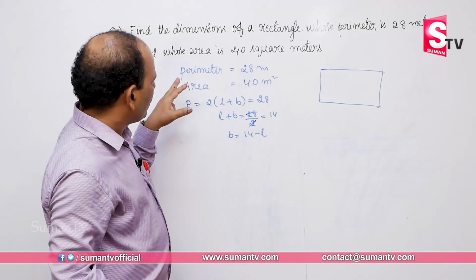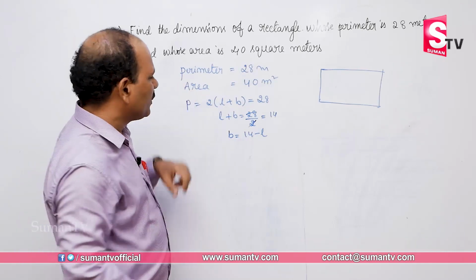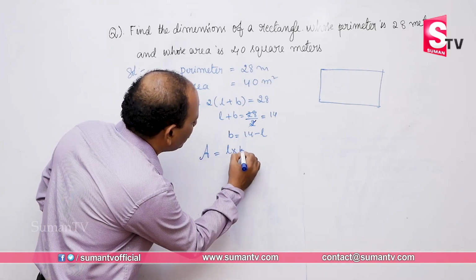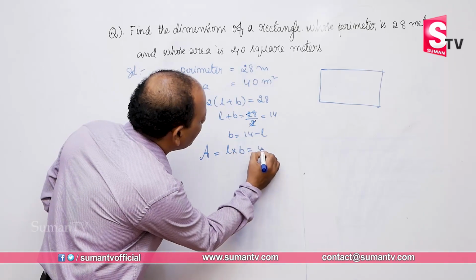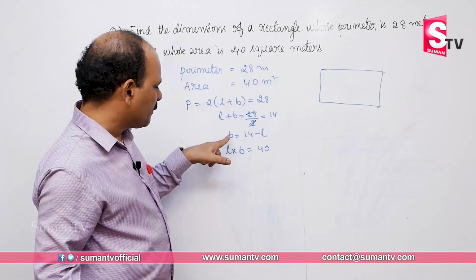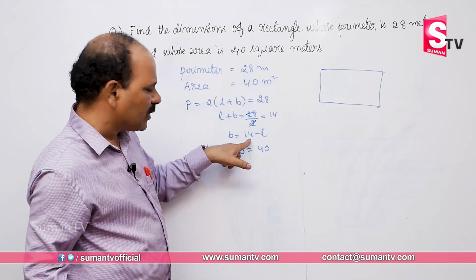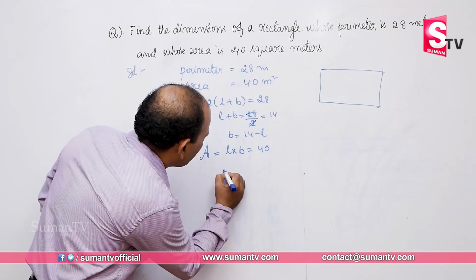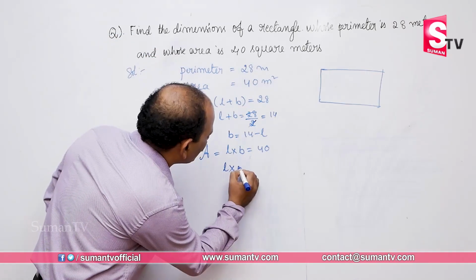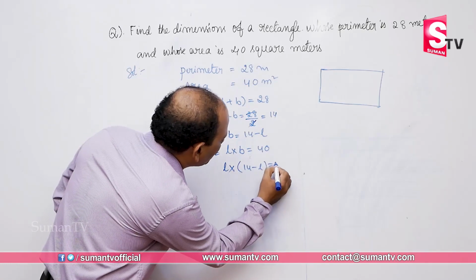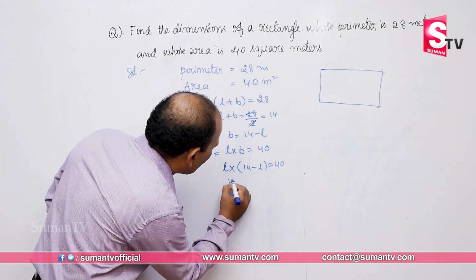Okay. Now, come to the area part. What is the area formula? Area is equal to L into B. L into B is given as 40 square meters. Now I am substituting the B value. Whatever B value I am getting here, I substitute in place of B. So, L into (14 minus L) is equal to 40.